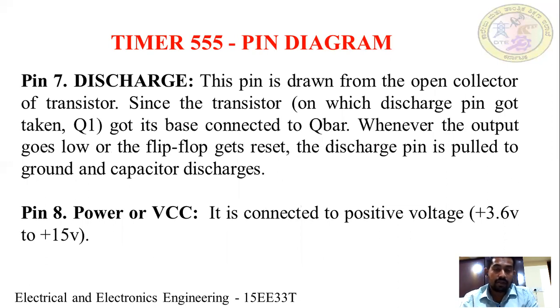This pin is drawn from the open collector of the transistor. Since this transistor, the pin is taken from the Q1 transistor, we draw pin number 7, and it goes to the base of the Q bar.